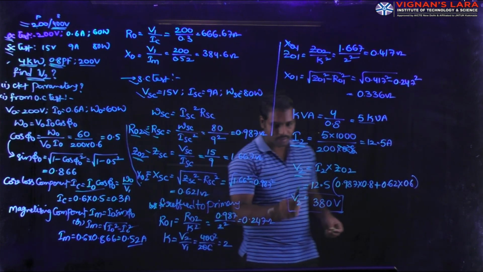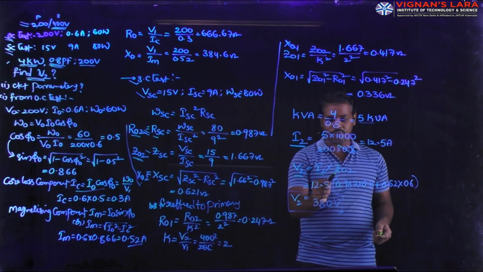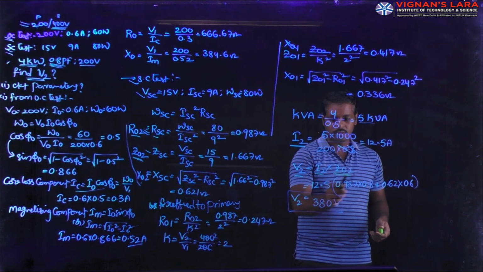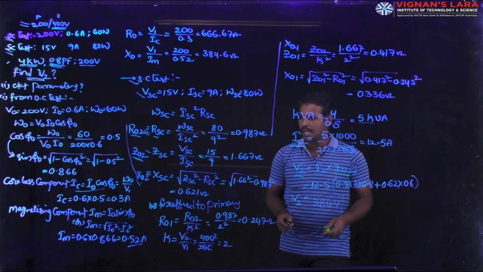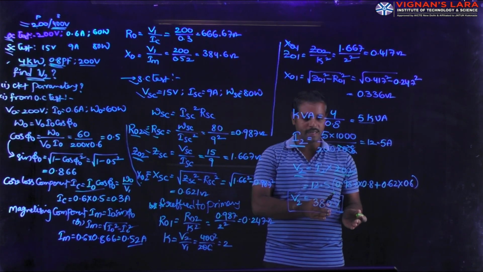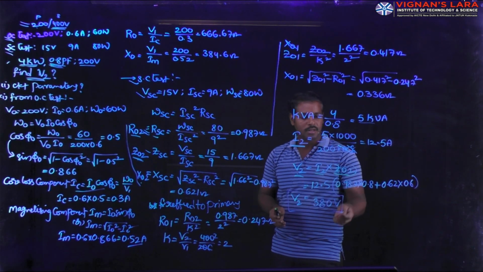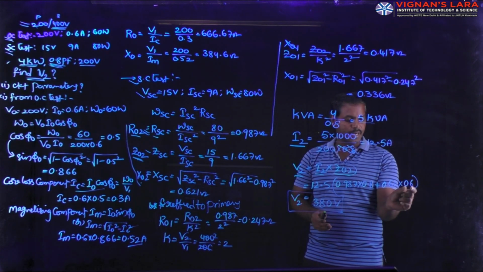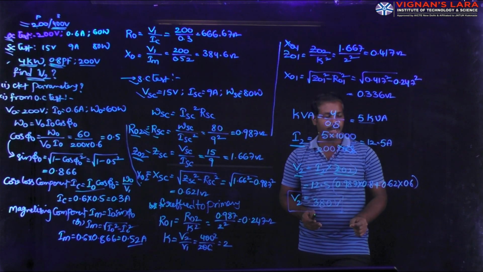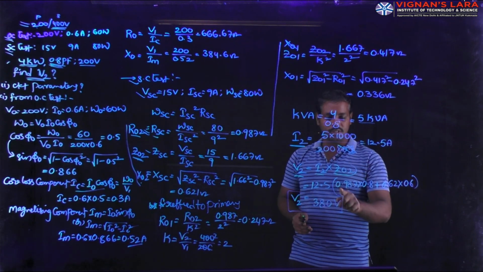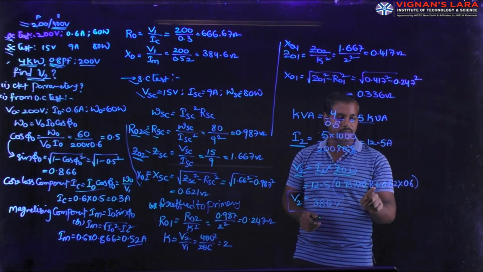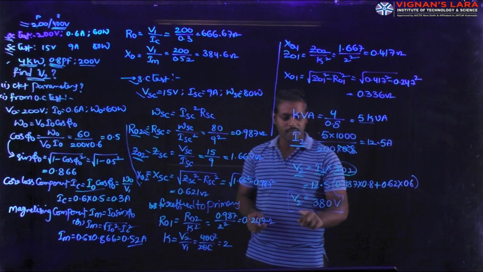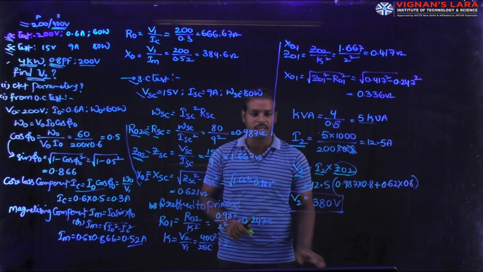That means V2 is equal to I2 into Z02, where Z02 is the equivalent impedance of the transformer referred to the secondary side. The power factor is 0.8, so cos phi is 0.8 and sin phi is 0.6. So Z02 is equal to R02 into cos phi plus X02 into sin phi, and that is how we get the terminal voltage.